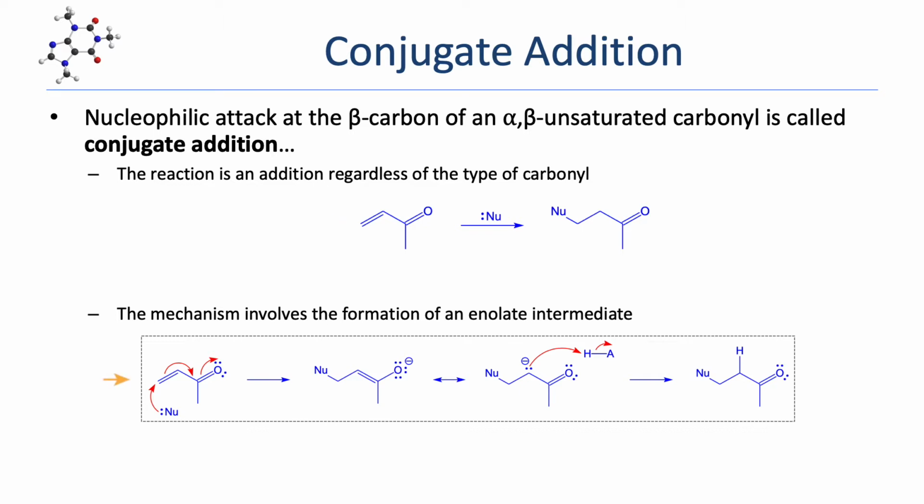The mechanism for conjugate addition is straightforward and involves the formation of an enolate intermediate. In the first step, the nucleophile attacks the electrophilic beta carbon, breaking the carbon-carbon pi bond and resulting in the formation of a resonance-stabilized enolate anion. In the second step, the alpha carbon of the enolate is protonated to give the final product.